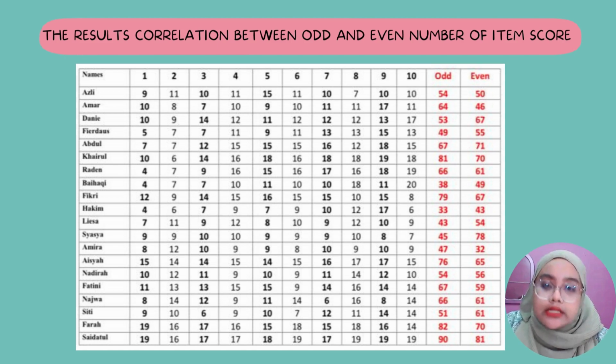Okay, this is the result after you find and count the correlation between odd and even numbers of items scored. For example, Azli, the odd number is 54 and the even number is 50. Amma, the odd number is 64 and the even number is 46, and so on for another student.